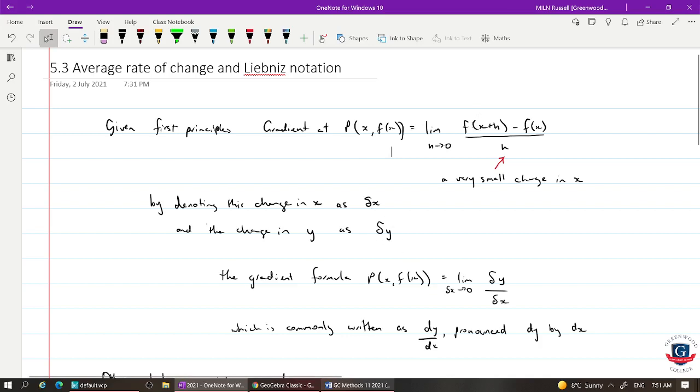Now that allows us to rewrite this part as delta y and this part as delta x, and then we can write the gradient formula, f prime of x, is equal to the limit as delta x approaches 0, as this becomes very small, the change in y divided by the change in x. And we commonly write this whole thing here with the limit as dy on dx, and we say it dy by dx, and we don't bother writing the limit anymore because we know what this means. This means the instantaneous rate of change.